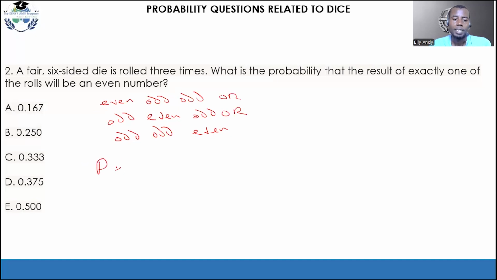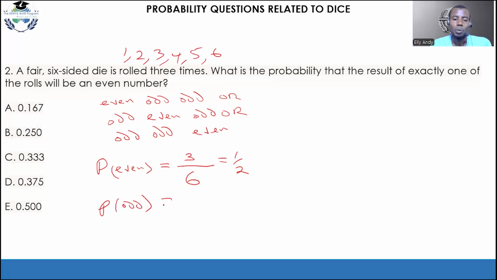So the probability of getting an even number would be the number of even numbers in that die over the total, which is 6. So for 1, 2, 3, 4, 5, and 6, the even numbers are 2, 4, and 6, so 3, giving us a half. The probability of getting an odd would be the number of odd numbers, that is 1, 3, and 5, that is 3 out of all the numbers. So that is also a half.